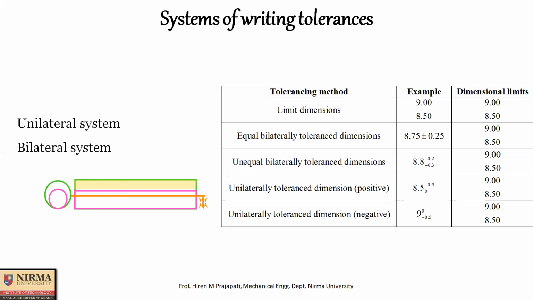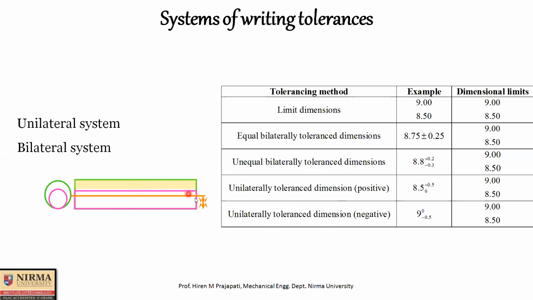Okay, so unilateral tolerance system, but positive and negative, two possibilities are there. Here this graphical representation is giving us positive tolerancing because the entire tolerance zone is above basic size. So that is called a positive tolerance. If you consider the entire yellow zone below the orange basic size line, then that would be called negative unilateral tolerancing.